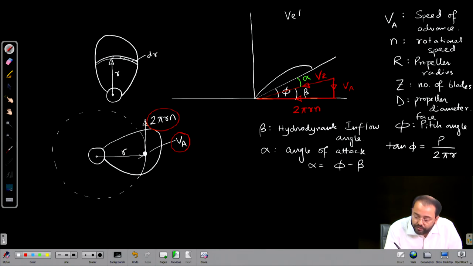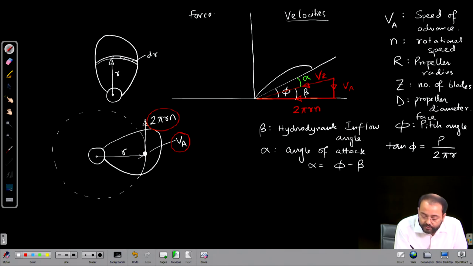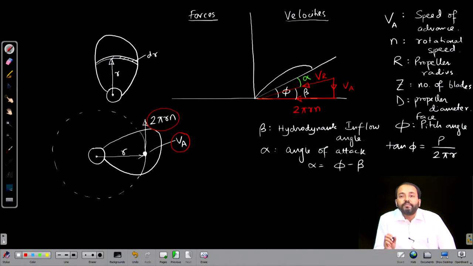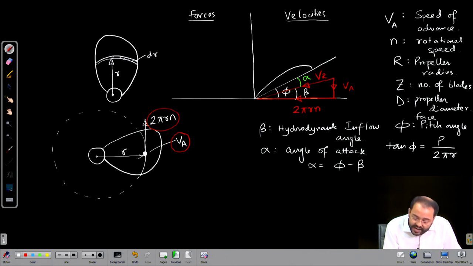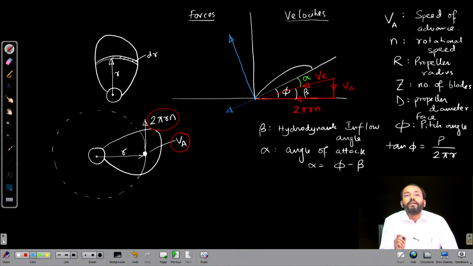Now, in this part we have drawn the velocities. On the other half which I have left empty, we will draw the forces. We have seen for the airfoil section what forces are generated due to a resultant velocity. We will have the lift and drag forces: the drag force along the line of the resultant velocity Vr and the lift force perpendicular to this line. Because these are sectional lift and drag forces, we will name them dL and dD.